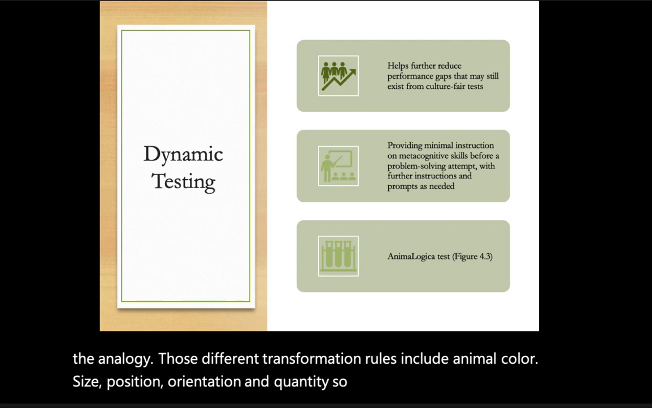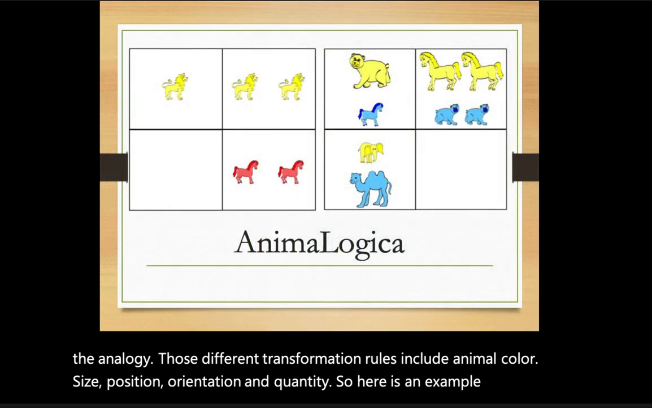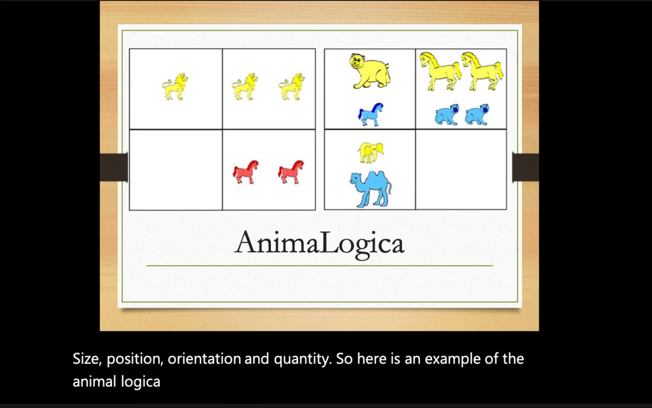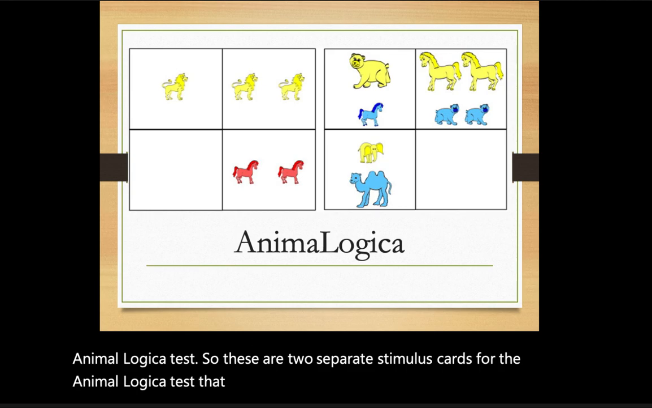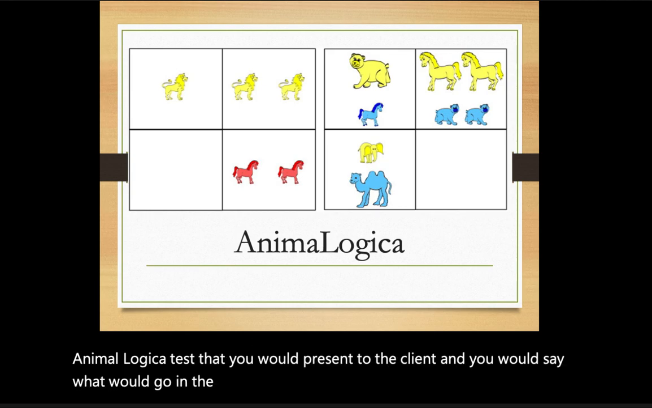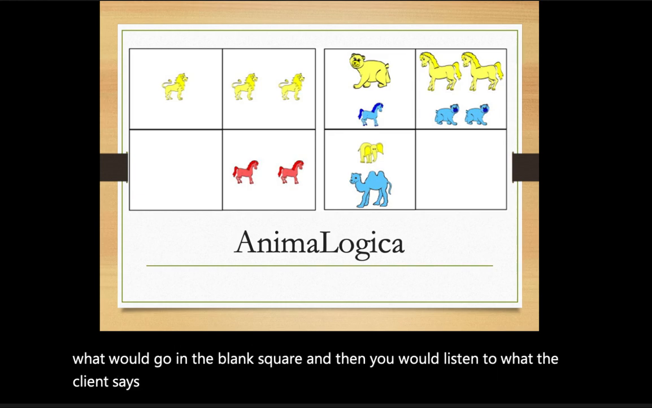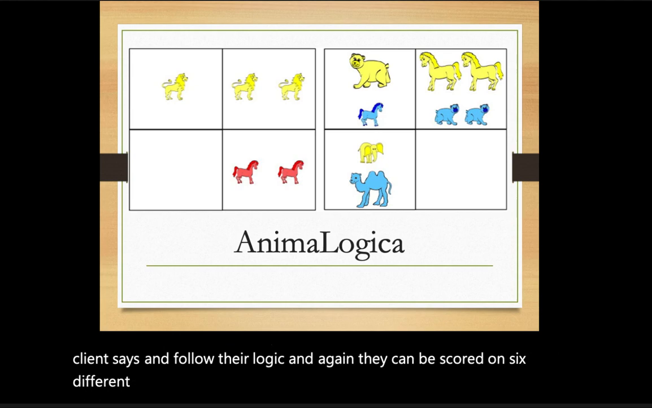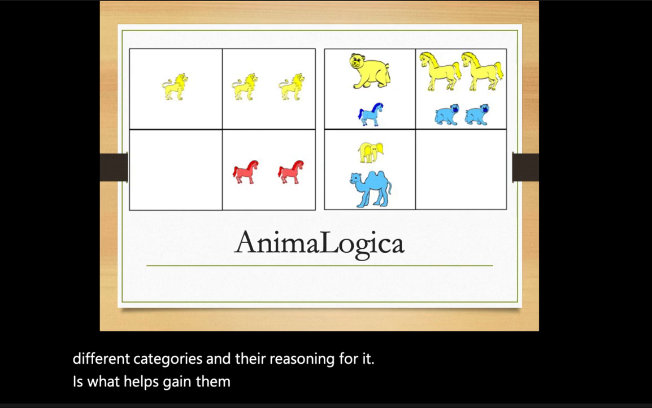So here is an example of the Animalogica test. These are two separate stimulus cards for the Animalogica test that you would present to the client. And you would say what would go in the blank square. And then you would listen to what the client says and follow their logic. And again, they can be scored on 6 different categories, and their reasoning for it is what helps gain them points in this type of assessment.